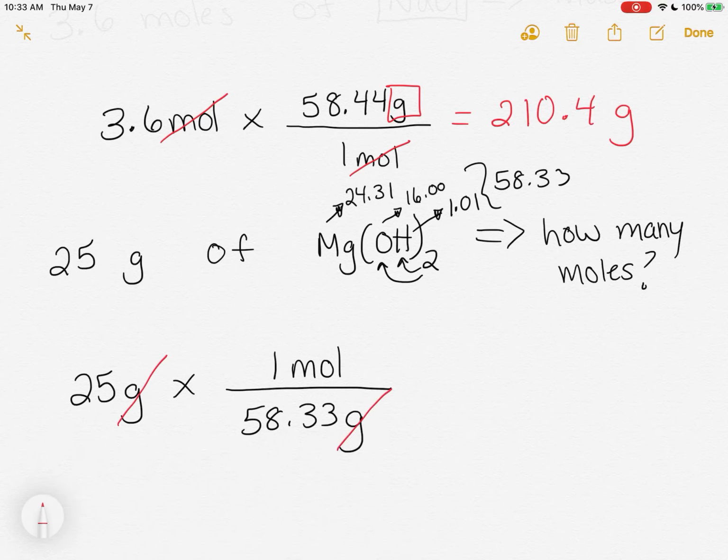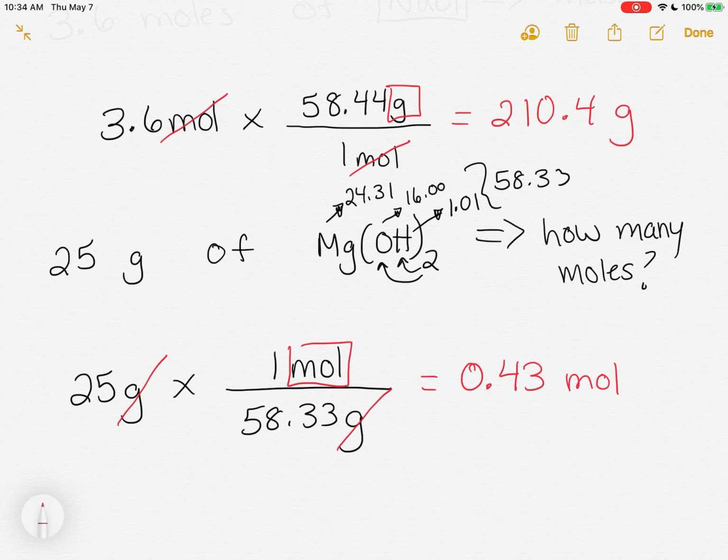So then that's going to go in our conversion factor so that we can cancel out our grams and be left with moles. So our 25 grams, we're going to divide by our 58.33. And so 25 grams of magnesium hydroxide is 0.43 moles of magnesium hydroxide. And so we can use that conversion factor the same way that we've been using conversion factors to go from moles to particles. We can use this to go back and forth between mass and moles.